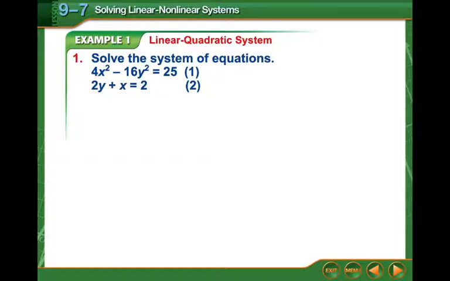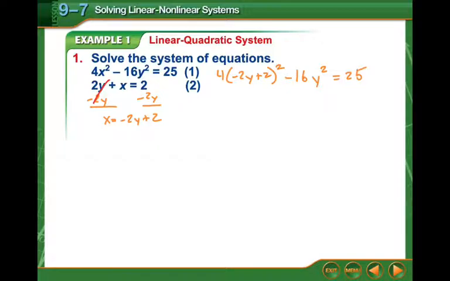The nice thing here is that our second equation has x by itself. For the most part, we just had to move over the 2y. So we're going to subtract 2y from both sides. So we have x equal to negative 2y plus 2. Now we're going to take that and plug it into our first equation for x. So we have 4 times that thing, negative 2y plus 2 squared, minus 16y squared equal to 25.